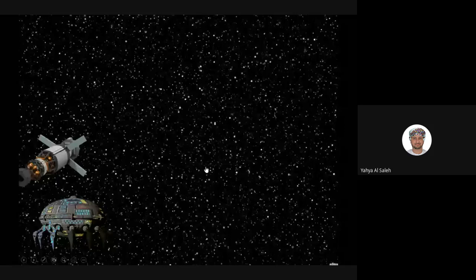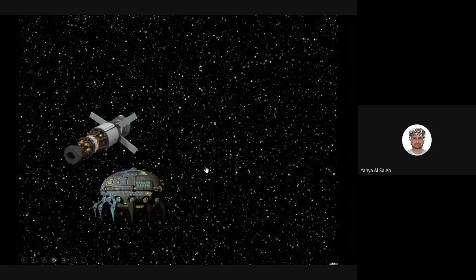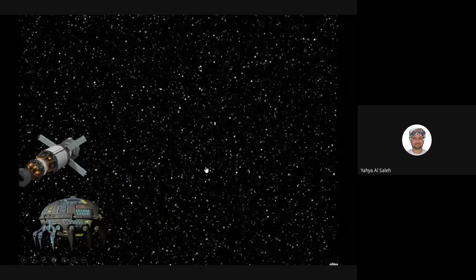I see two spacecraft, an alien spacecraft and a human spacecraft. And as I look at them, they move this way. The alien spacecraft moves slowly, the human spacecraft moves fast. Good?